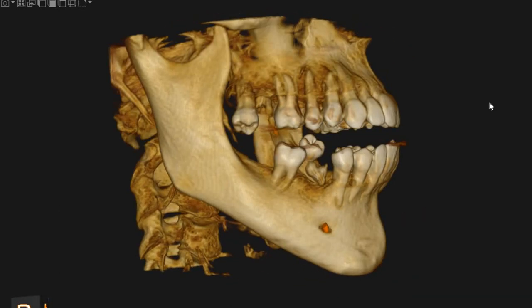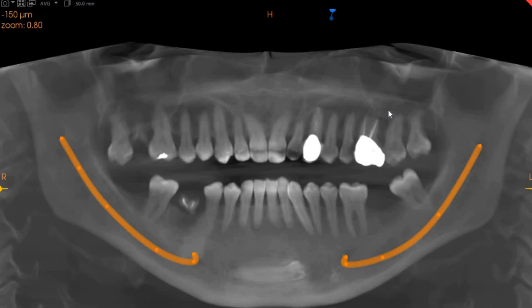Here is the CBCT of the patient that you had requested. The areas of interest are the upper left 3, the upper right 7, the lower right 5 and 7, and the lower left 7. Let's start with the upper left 3.